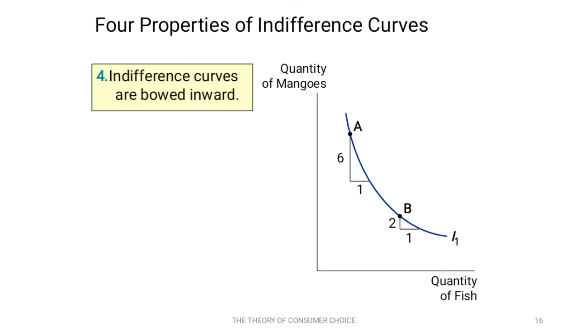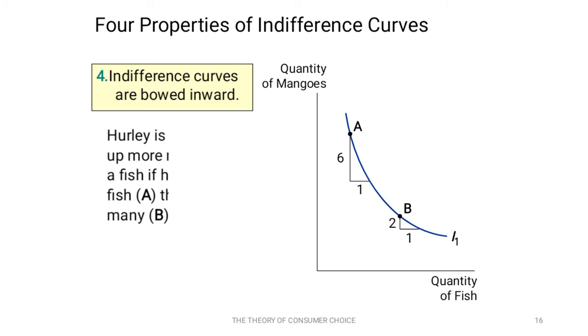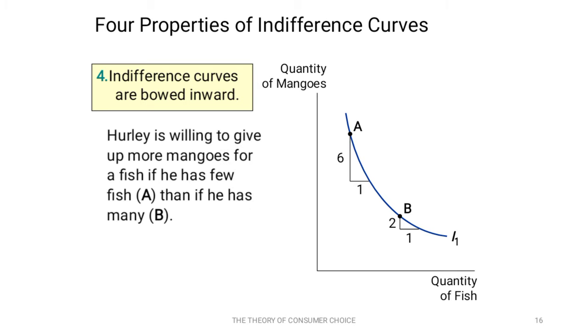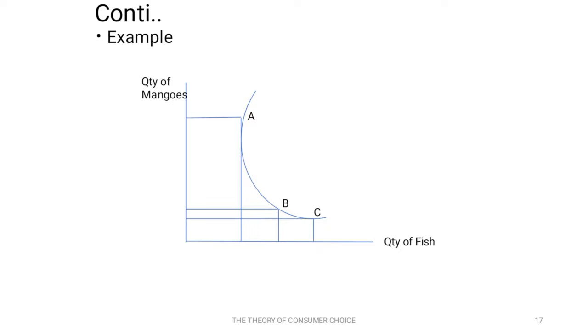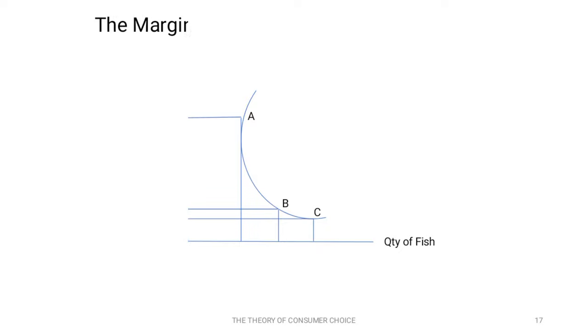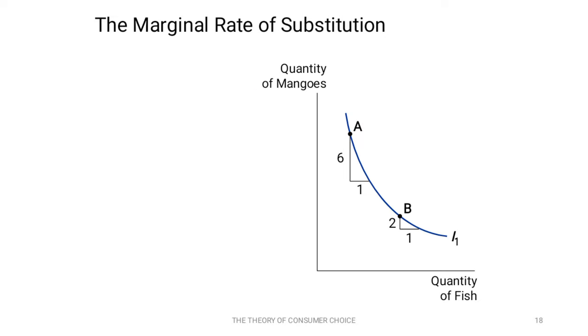Good. And indifference curves are bowed towards the origin. Okay, so they're willing to give up more fish. The same point I explained about why it is downward sloping. So this is just an illustration. Now we have what we call the marginal rate of substitution. That is the slope of the indifference curve.